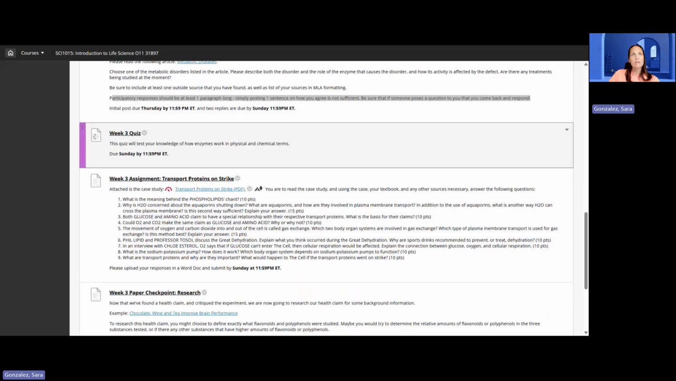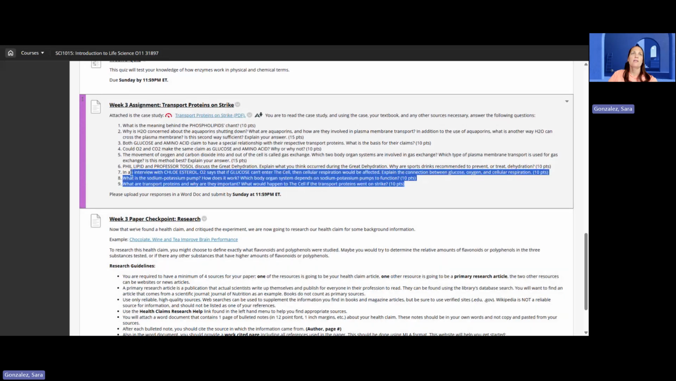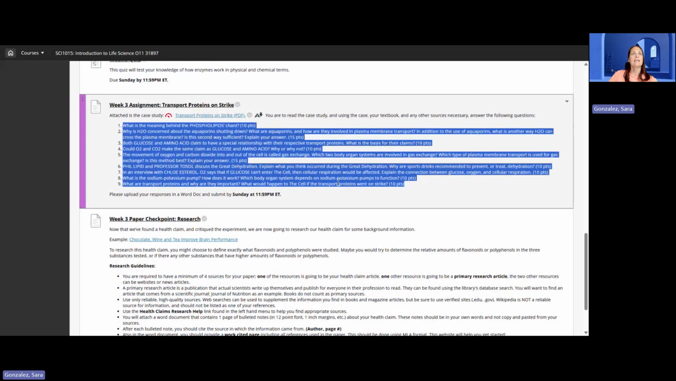You have a quiz to complete, so make sure you do that, looking at how enzymes work. You have a couple assignments, one being transport proteins on strike. So take a look at this case study and then address these 9 questions regarding that case study.